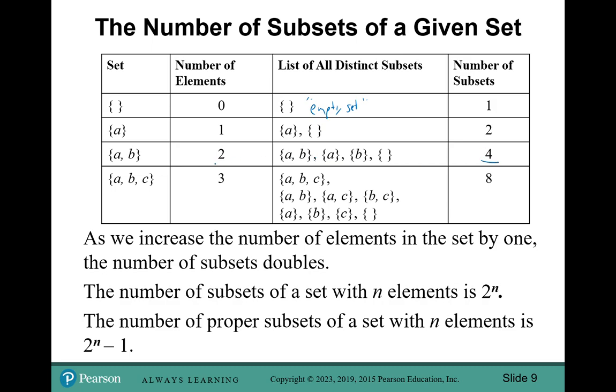So, counting up the number of distinct subsets of a 2-element set, we see that there are 4 subsets of a 2-element set. If we continue this trend, and we have 3 elements in the next set, A, B, and C, and we want to list all distinct subsets of this set here, we have to start with the set itself, ABC.